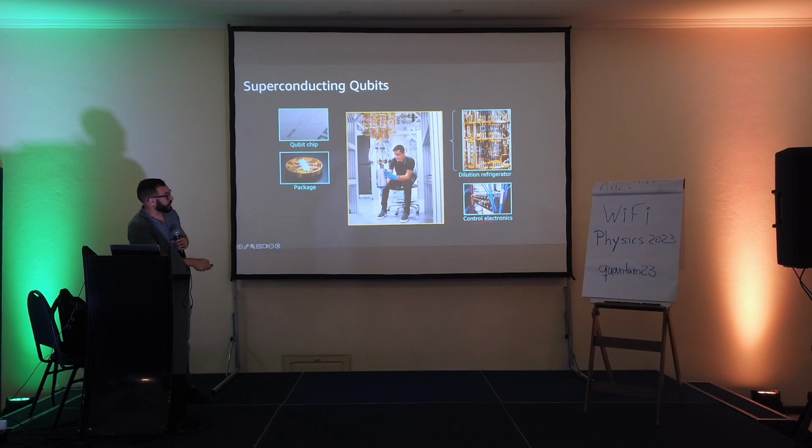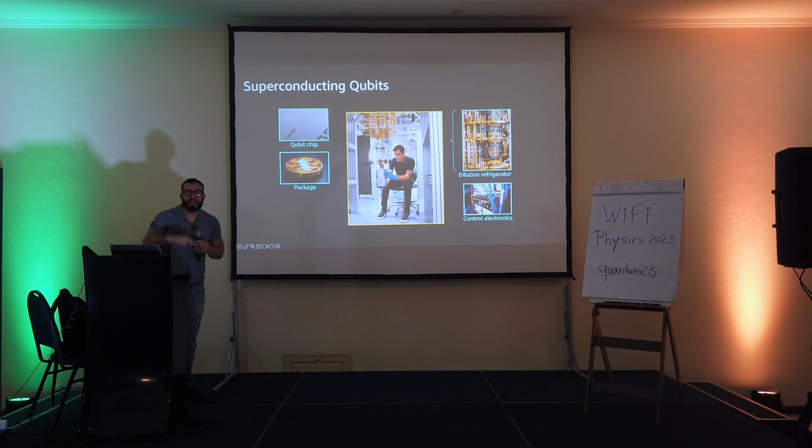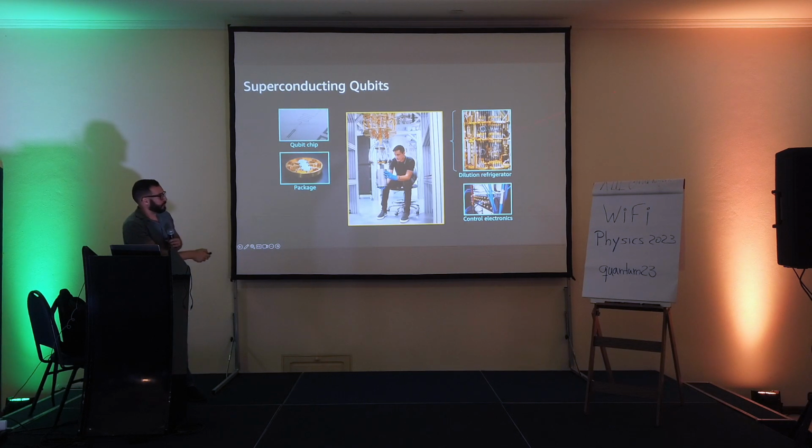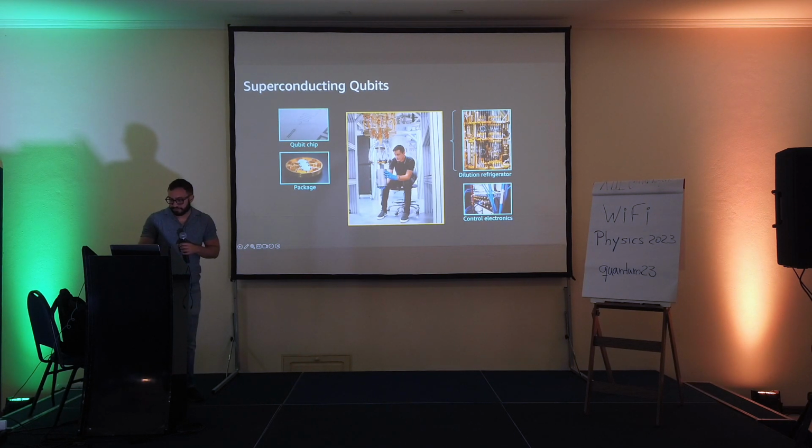So what is outside is a bunch of control electronics, right? There's a lot of control electronics outside, which is used to convert the signals from digital to analog, and then sent through these coaxial cables to the quantum chip at the bottom of the dilution refrigerator.